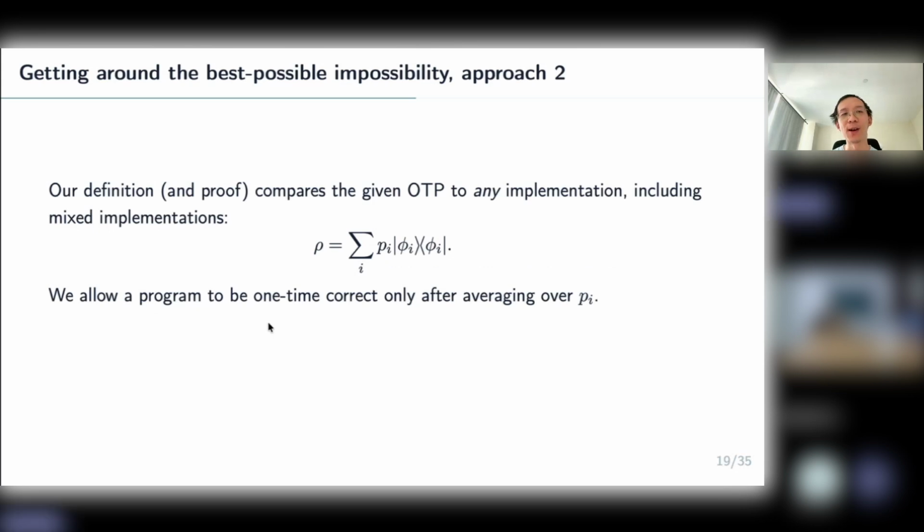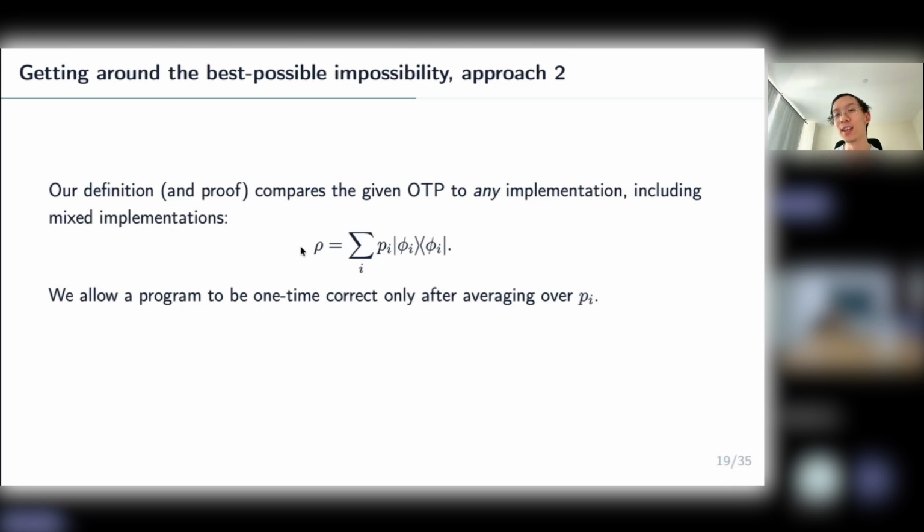Okay, so how might we want to do this? Well, notice that our impossibility, the proof of the impossibility, as well as the definition of best possible obfuscation, even though I didn't actually tell you the definition, there is one crucial thing that both of these rely on, which is that we are comparing our supposed best possible OTP star with any possible one-time correct implementation of the same functionality. And in particular, this includes what we call a mixed implementation.